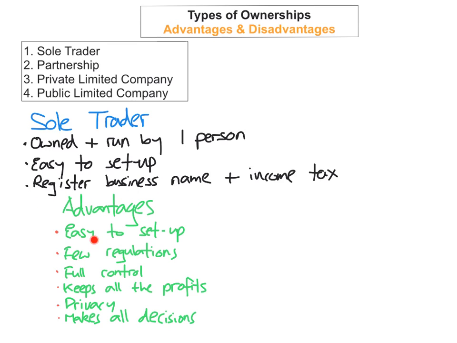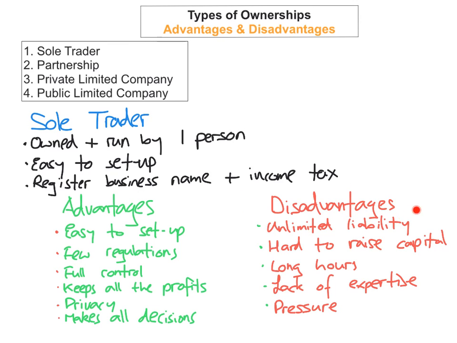Some of the advantages are as follows. It's very easy to set up. There are very few regulations that you have to go through in order to become a sole trader. As the owner, you've got full control of the business. You can decide whatever direction you want to lead the business in. You get to keep all the profits. You've got a lot of privacy because you don't have to publicize your financial accounts at the end of the year. You can just keep them to yourself, and you make all the decisions yourself. So you get to decide completely what you want to do with your business.